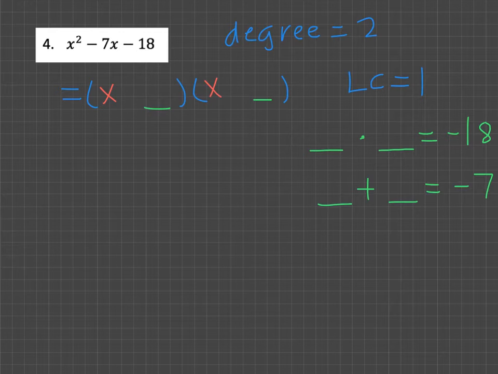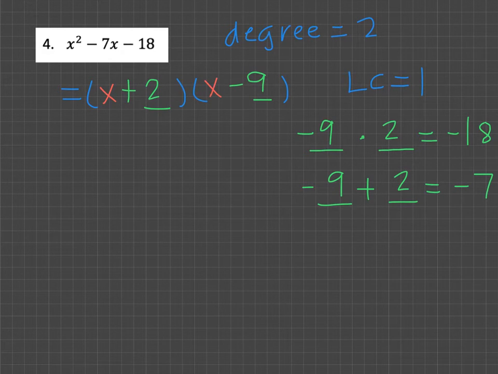If we have 2 and 9, that multiplies to negative 18 if one of them is negative, and we can also get negative 7 if we have a negative 9. So the two numbers are going to be negative 9 and 2. So you can see how those two numbers satisfy both of those equations. So that's what goes up in the factors here. We're going to have x plus 2, x minus 9.